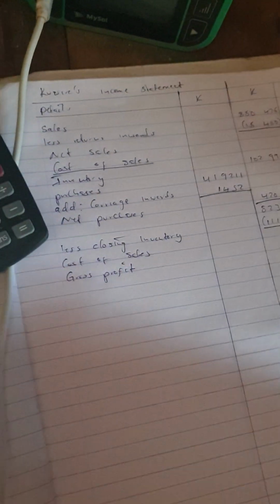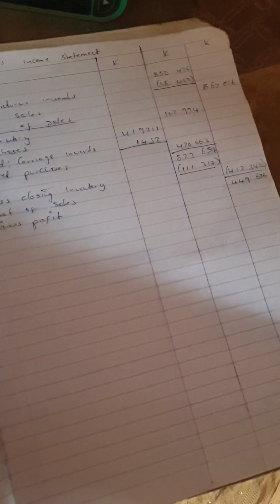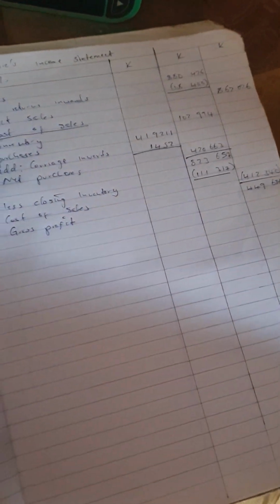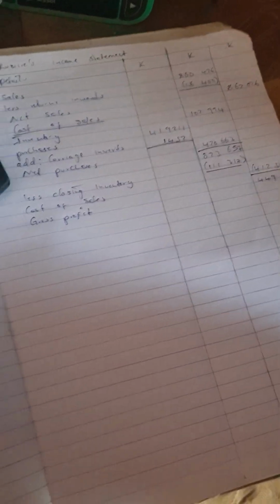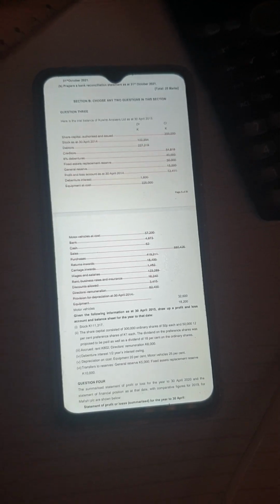Okay, that marks the end of one of the important things we are doing in this table. Let's go now to find our net profit. Here we're supposed to add our income or gains, anything that has been received, things like discount received, commission received, interest received, dividend received, if it's there as well.